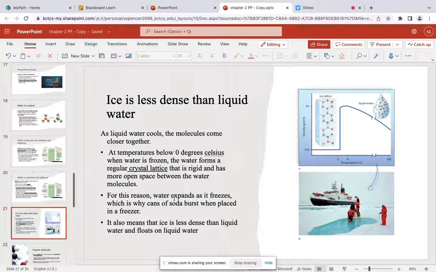Just need you to know crystal lattice formation. The crystal lattice formation is what makes ice less dense than water. And it's also due to that, what? Hydrogen bonding. So hydrogen bonding, crystal lattice formation, that's important. That's the reason ice is less dense than liquid water.